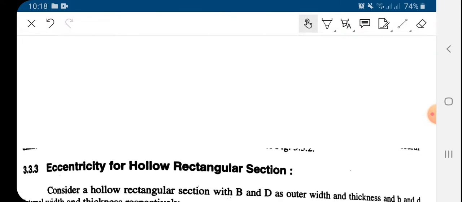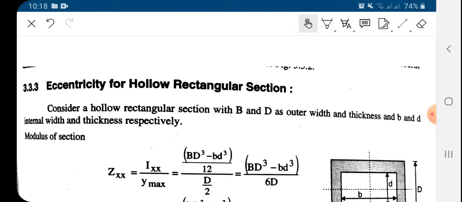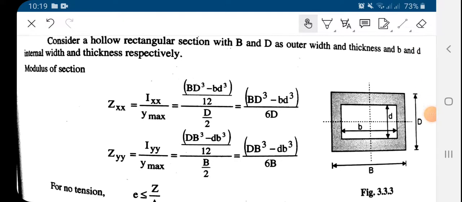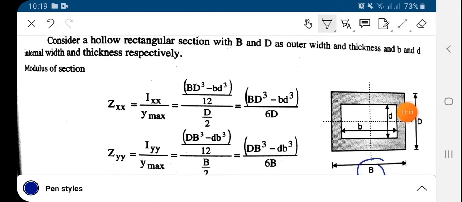Okay, so now in this chapter we have left one topic, that is the hollow rectangular section. Now we will see how to compute the section modulus for this hollow rectangular section. Consider this hollow rectangular section having outer dimensions capital B and capital D, and inner dimensions small b and small d.